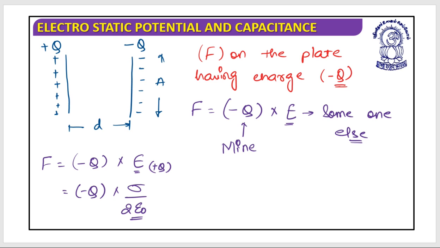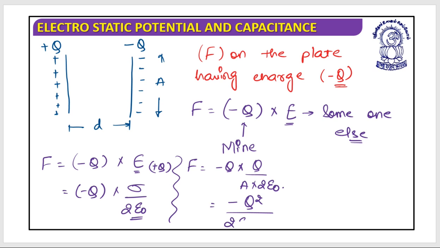I hope you remember this. So F is equal to minus Q multiplied by sigma, and sigma is equal to Q by A, multiplied by 2 epsilon naught. This is equal to minus Q square divided by 2 into epsilon naught into A.